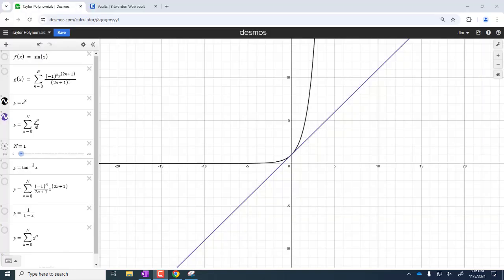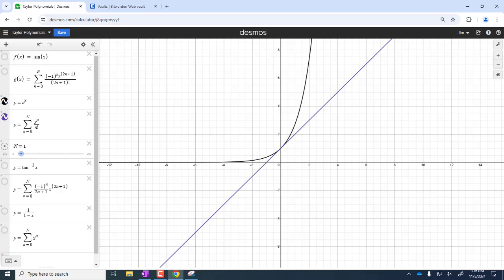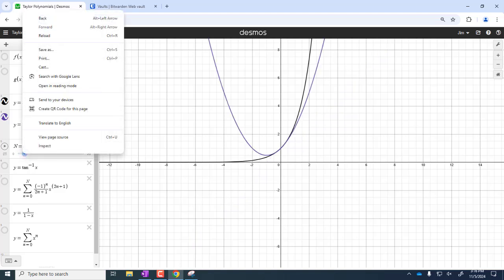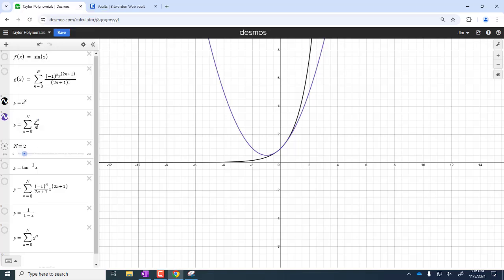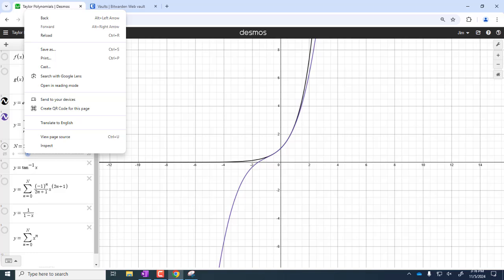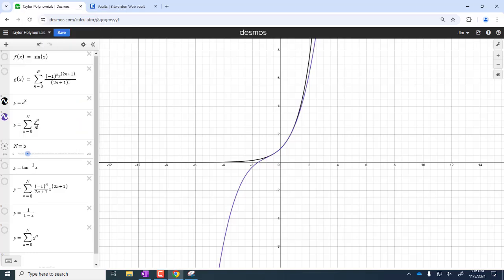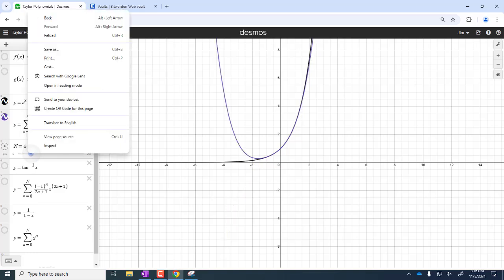At this moment, we are staring at e to the x. That's the function, the black curve. There's e to the x, and that purple line is the tangent line at 0. As we increase, there's the second order Taylor polynomial. You can see that it matches e to the x over a wider interval. As we keep going, here's the third order. It matches better and better. And the further out we go, there's the fourth order.